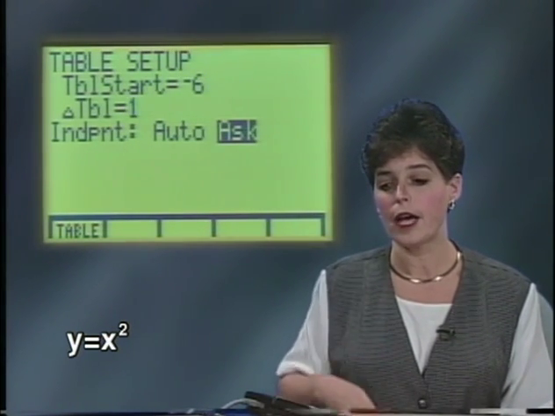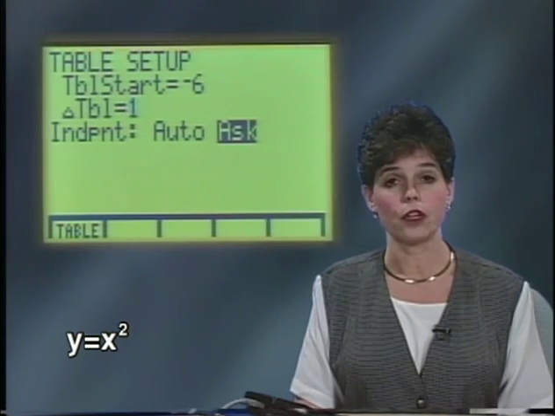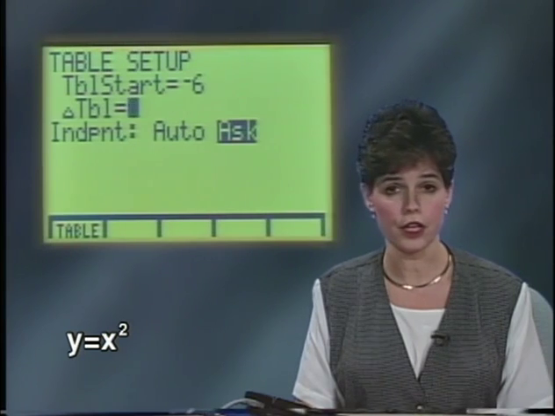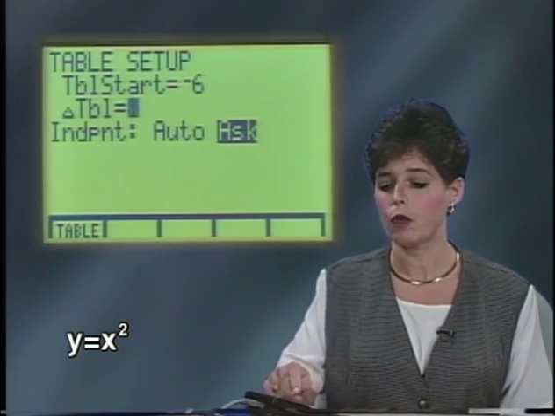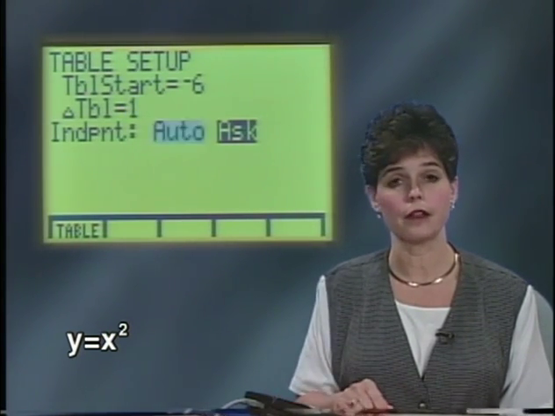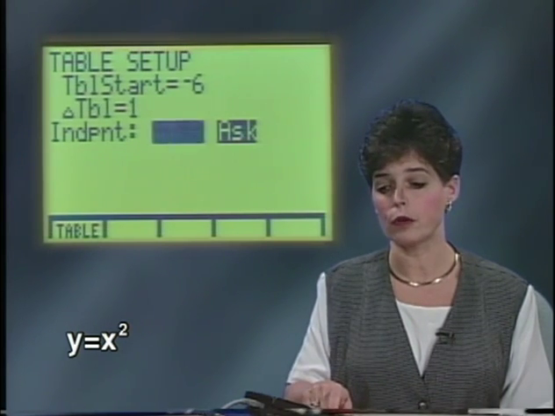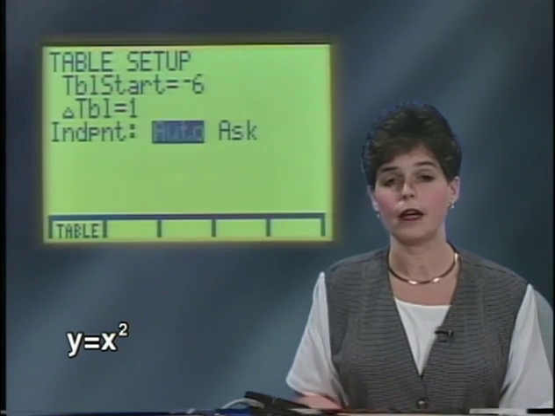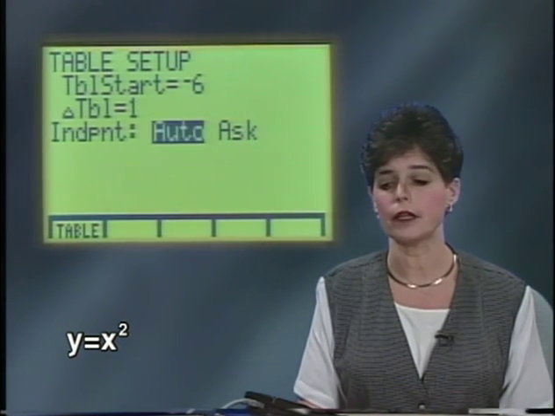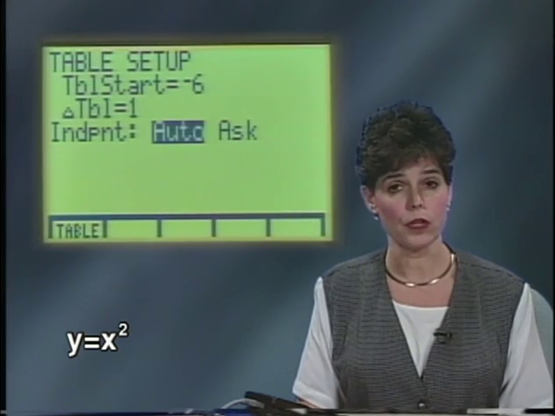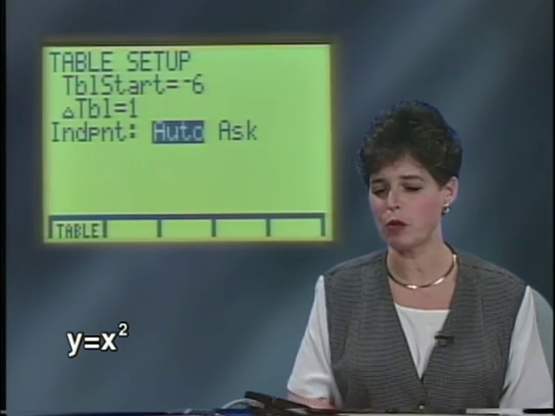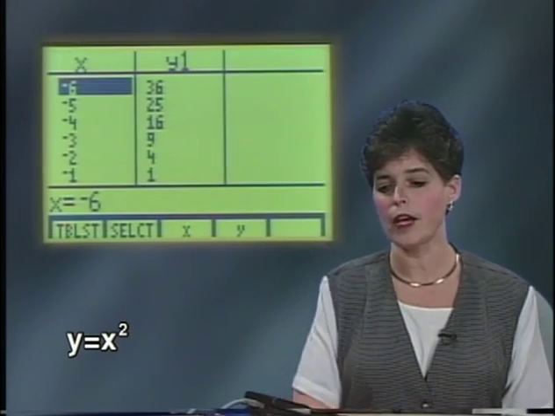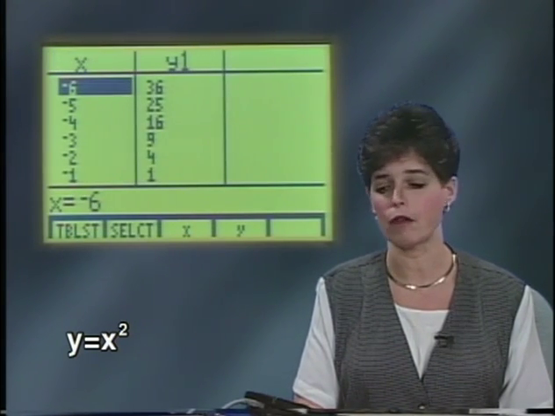Arrow down, and I would like to go with integer increments of 1, so I'm going to leave that on a 1, but you can certainly change it whenever you want. Then I'm going to go down here and change my independent variable to auto. So you can see that my cursor is blinking on auto. Press enter, and now I'm going to get an automatic table. The only choice in my menu on the screen is table, so I will go to that now with F1. And you see the automatic table that you have created.